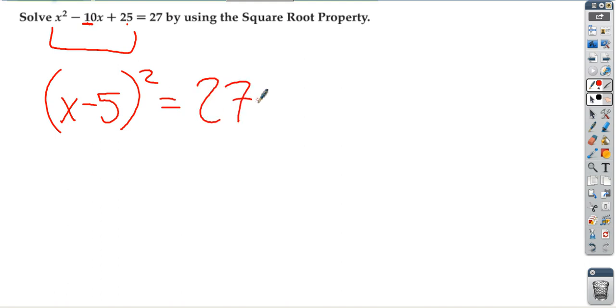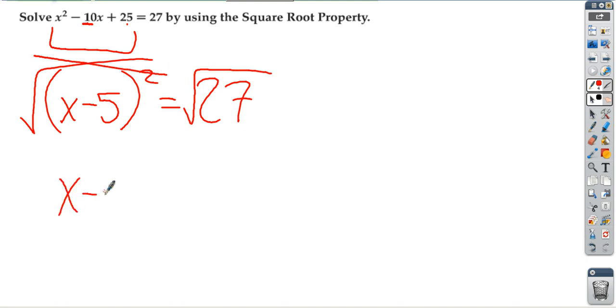And now we apply the same method. We need to get rid of this squared, so we square root both sides. Square rooting and squaring cancel each other out. And we have x minus 5 equals, and remember, we put a plus or minus in front to indicate that there's two things you could square. Now here's the thing, 27 is not like 36, it's not a perfect square. But if you look at 27, there is a perfect square that you could pull out of it.